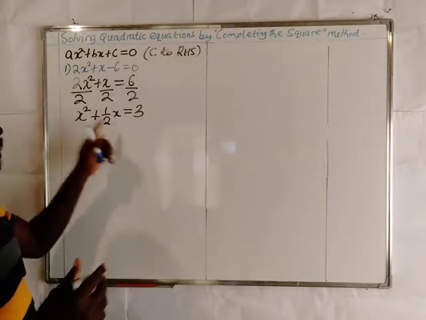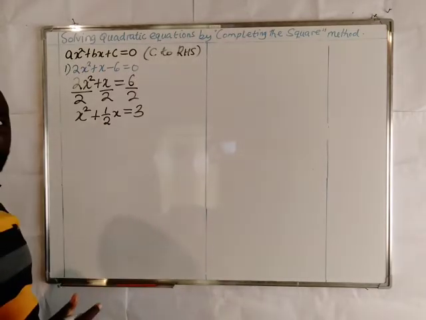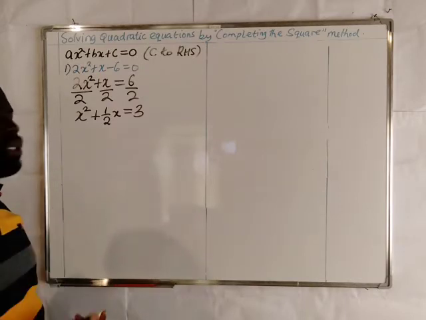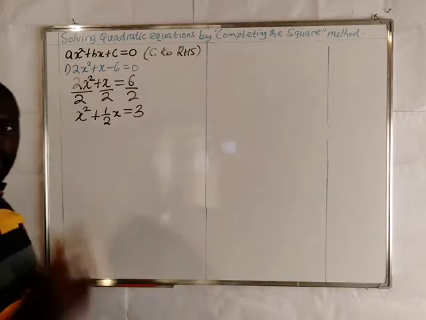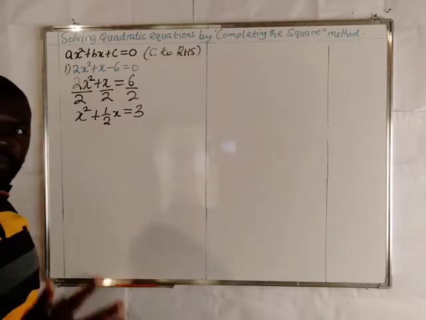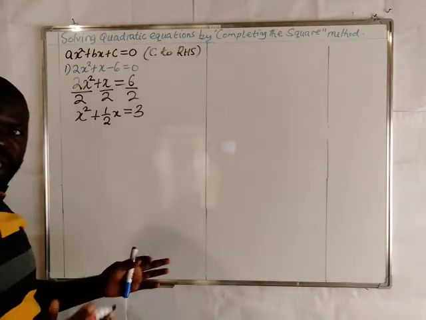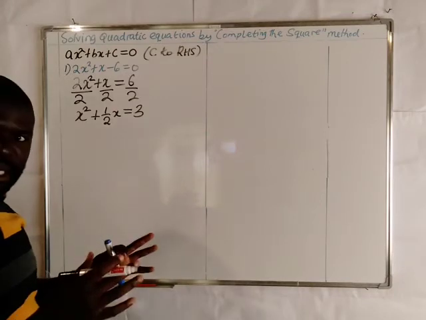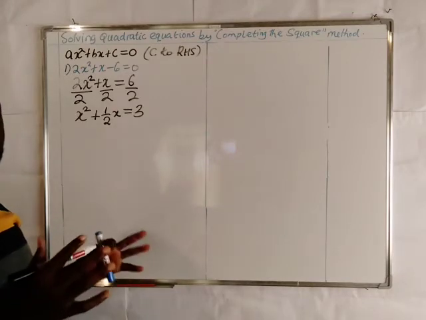So we get half of the coefficient of x, which is 1 over 2. Half of it is 1 over 4. Then we square 1 over 4, we get 1 over 16. We add to both sides of the equation. That is basically what we call completing the square.